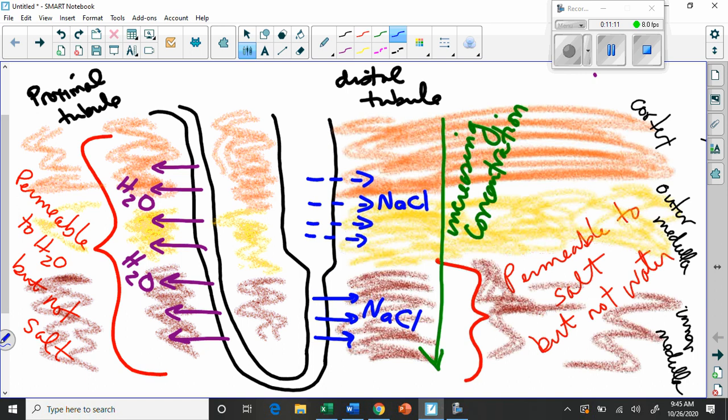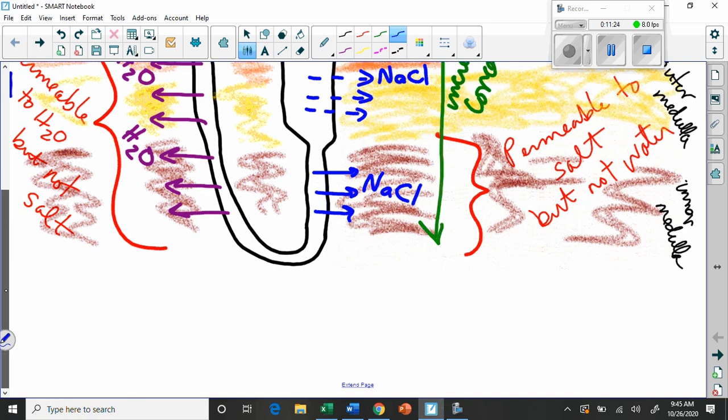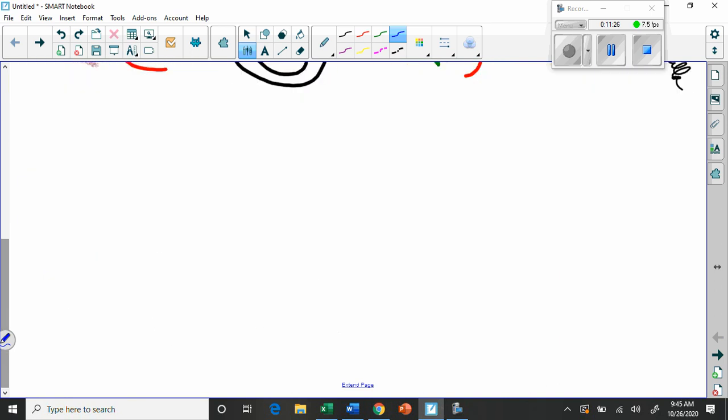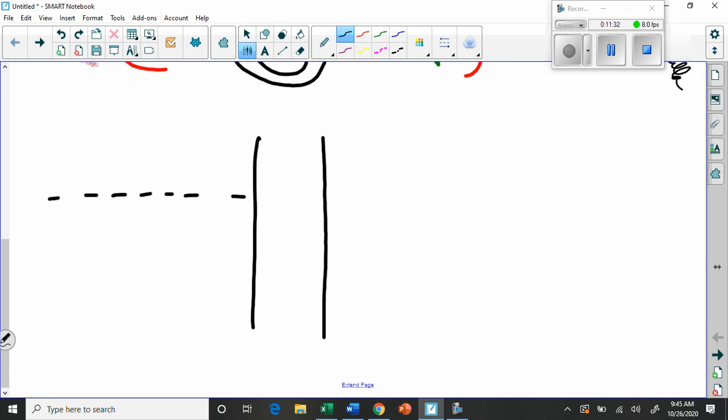Okay, so the question is, because the concentration is greater at the bottom, does more water come out? Not really, because you have to think of the two things together. In fact, I can move down here and draw you a little thing. So here's the descending loop, right? And if I just put dashed lines to show the tissues, remember that osmosis is all about comparing to your surroundings.